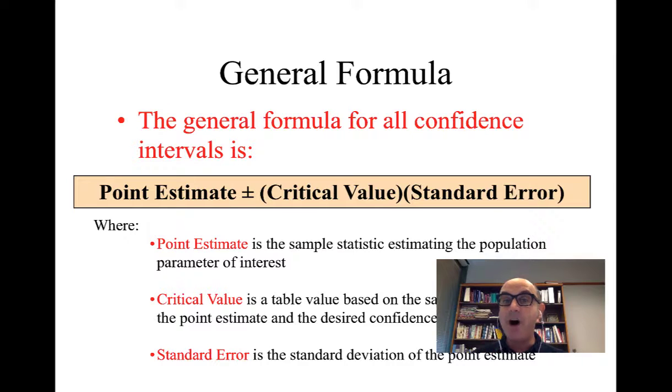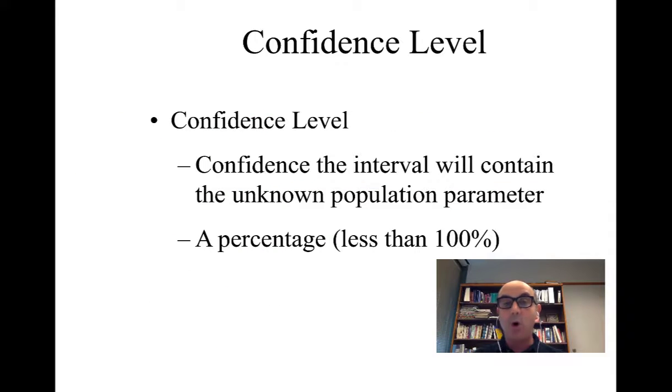The general formula for that type of estimate is the point estimate, plus or minus the critical value and the standard error. The point estimate is the sample statistic, estimating the population parameter of interest. The critical value is from the table, based on the sampling distribution of the point estimate and the desired confidence level. And the standard error is the standard deviation of the point estimate.